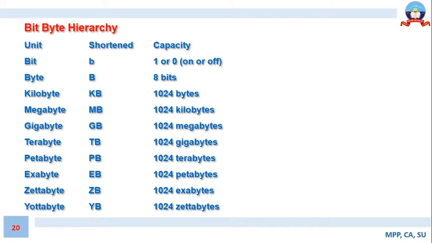So these are the various units in which you may have the memory represented. You may have memory represented in terms of bit, byte, kilobyte, megabyte, gigabyte, terabyte, petabyte, exabyte, zettabyte and yottabyte. So depending on the requirement of the system, you can organize the memory in any units.